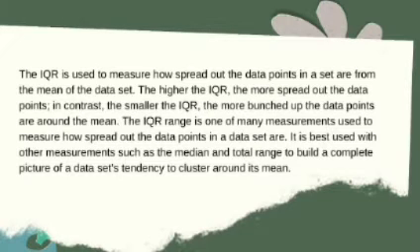Next, what is the interquartile range used for? IQR is used to measure how spread out the data points in a set are from the mean of the dataset. The higher the IQR, the more spread out the data points. In contrast, the smaller the IQR, the more bunched up the data points are around the mean. The IQR is one of many measurements used to measure how spread out the data points in a dataset are. It is best used with other measurements such as the median and total range to build a complete picture of a dataset's tendency to cluster around its mean.